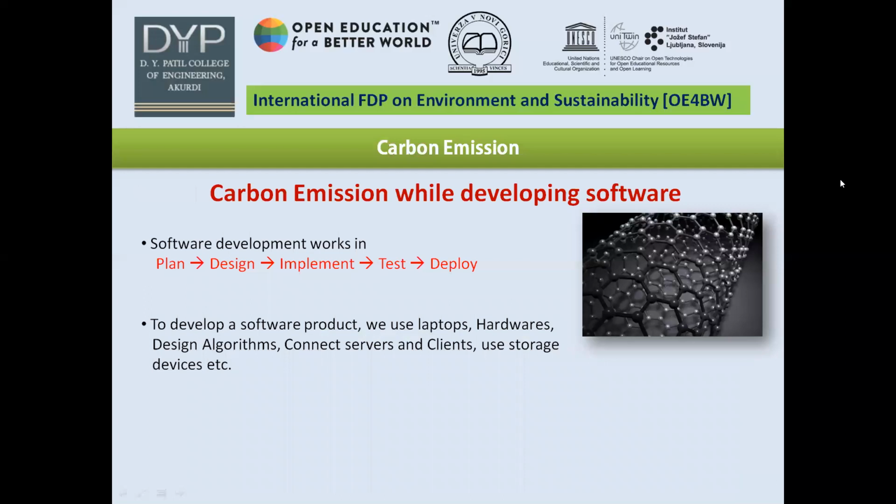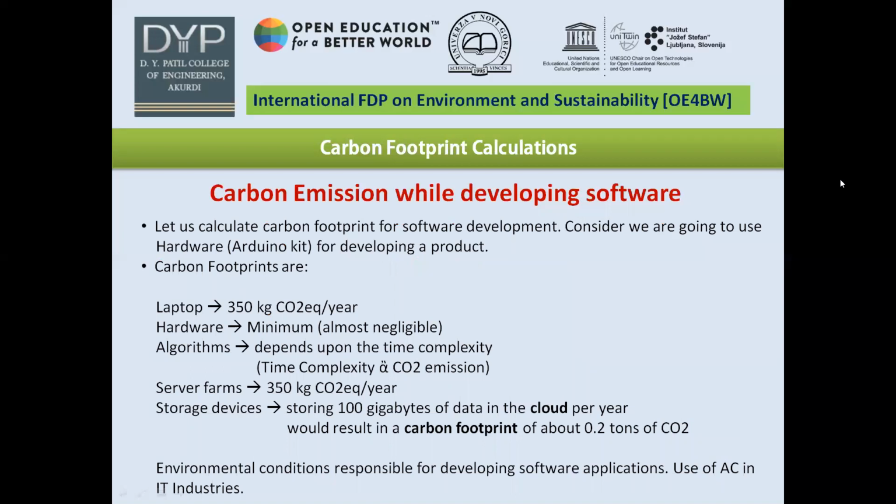Now we will see carbon emissions while developing the software. Software is usually developed in plan, design, implement, test and deploy phases. To develop a software product, we use laptops, hardware, design algorithms, we connect multiple servers and clients, and we use multiple storage devices, etc. We will see the carbon emissions related to all of this, and then the carbon footprints of each.